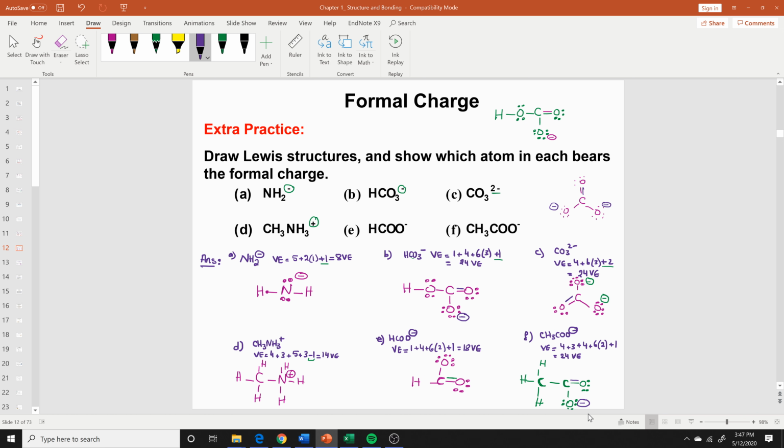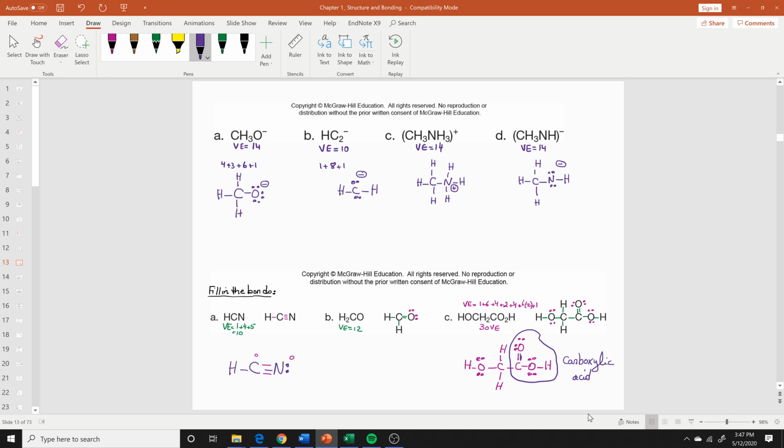So my point is, if you have a structure with a negative charge, you don't know where the negative charge is. It is not necessarily on the center atom. So you have to figure it out. To figure it out, you have to draw the Lewis structure. These are more examples that you can practice. They go with the same rule there.